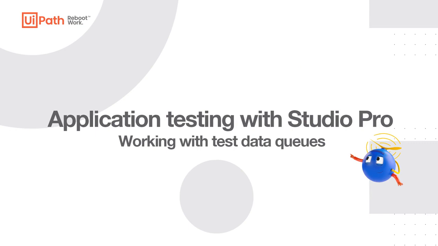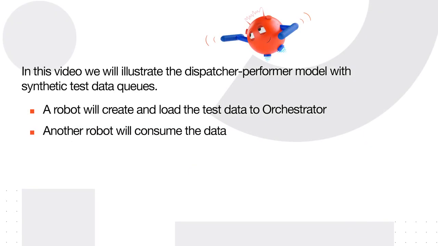In the previous demo, we've put to work the capabilities of Studio Pro of generating synthetic test data. This is useful in every stage of testing, especially in the earliest ones. Today, we're going to look at a more scalable way of consuming test data. That is, using test data queues in Orchestrator.